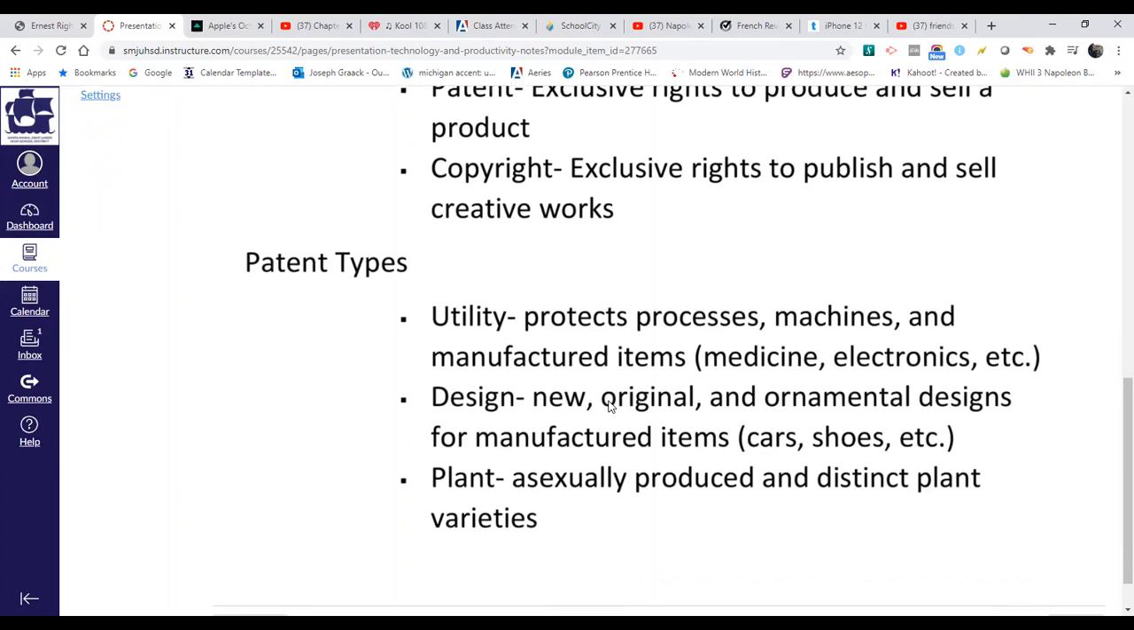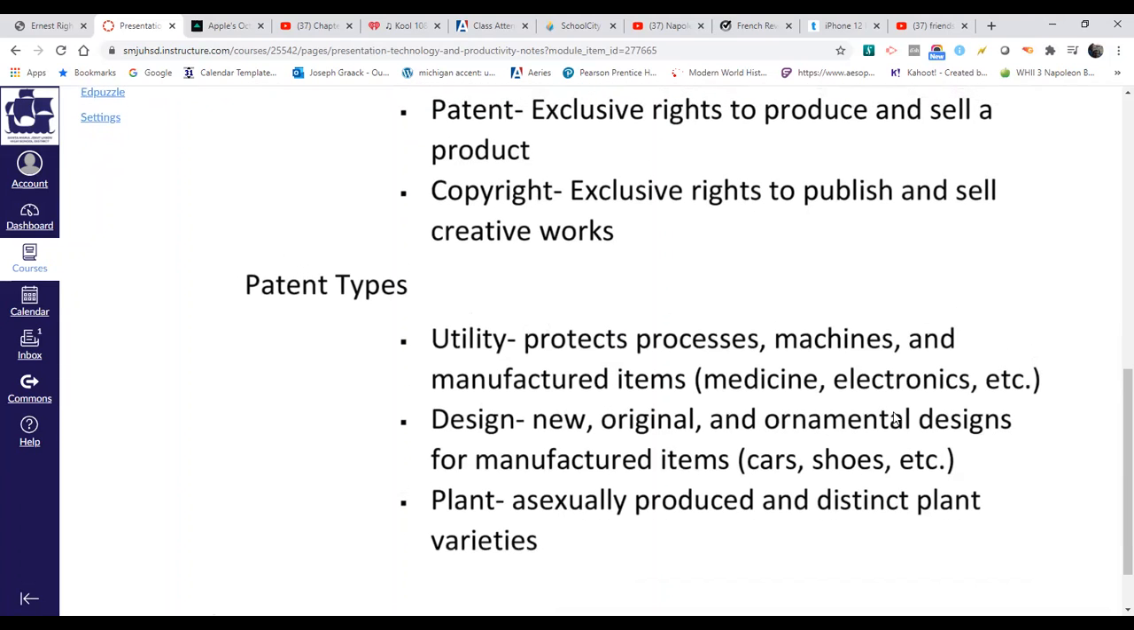Now, a patent is exclusive rights to produce and sell a product. There are three different patent types. There's a utility patent type, a design patent type, and a plant patent type. Utility type protects the processes, machines, and manufactured items. That's what the iPhone 12 would be, right? It's going to be a utility patent that protects the processes of manufactured items.